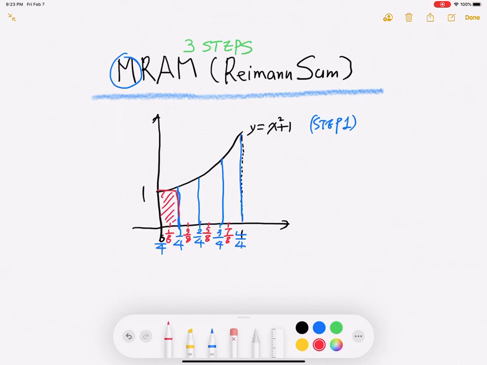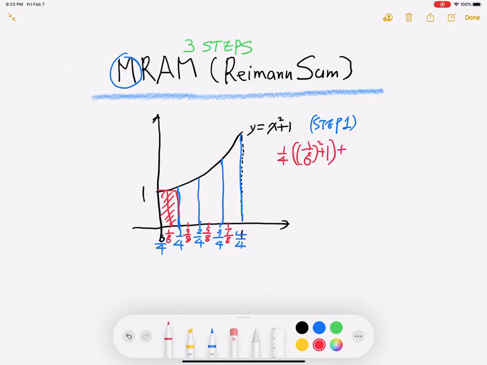So what is the first rectangle's area? Rectangle's area is length times width. The length is always 1 over 4 because I divide 1 by 4. I made 4 sub-intervals, right? That's why the length of one sub-interval is 1 over 4. Times, what is the height of the first rectangle? The first rectangle's height is the y value at x equals 1 over 8. So plug in 1 over 8 for x of that given function equation, which is (1 over 8) squared plus 1.